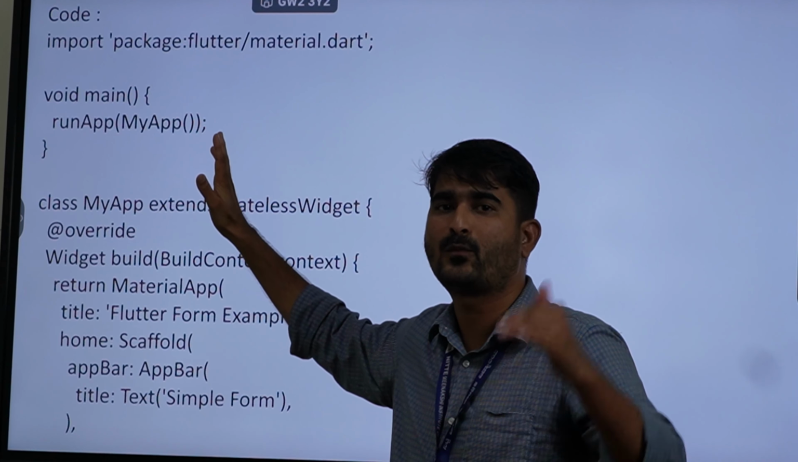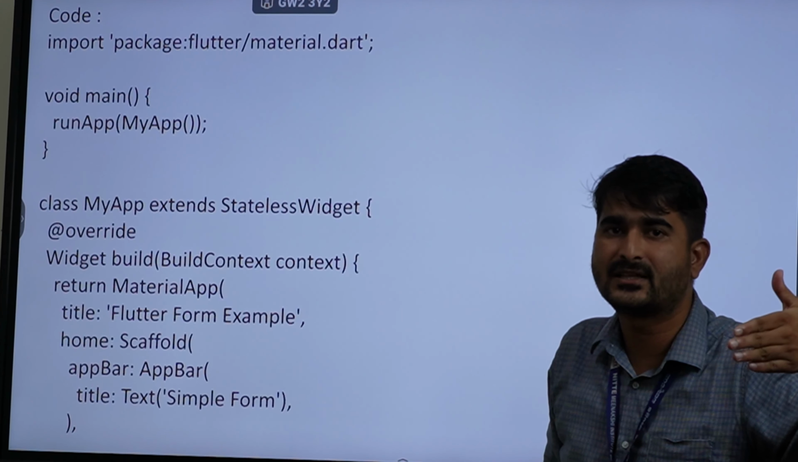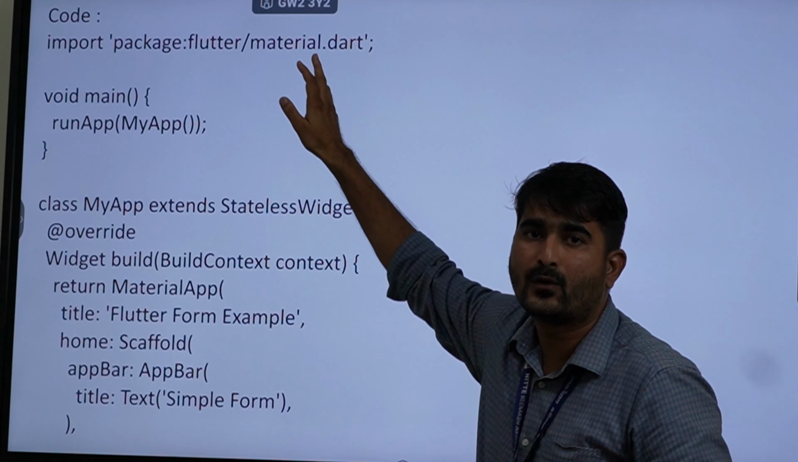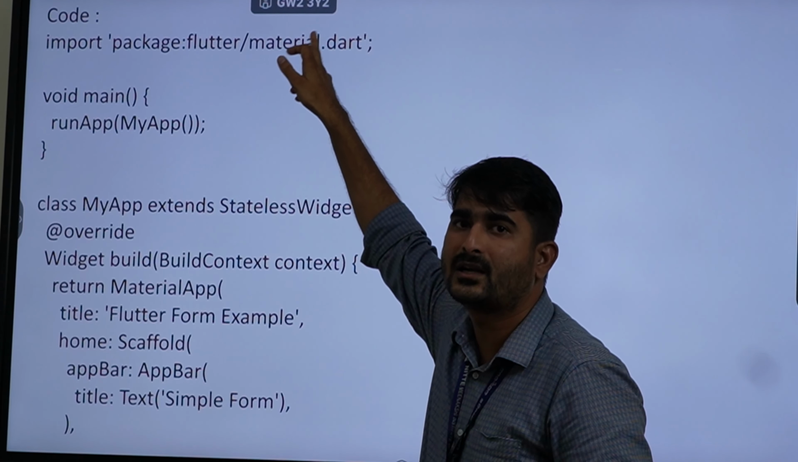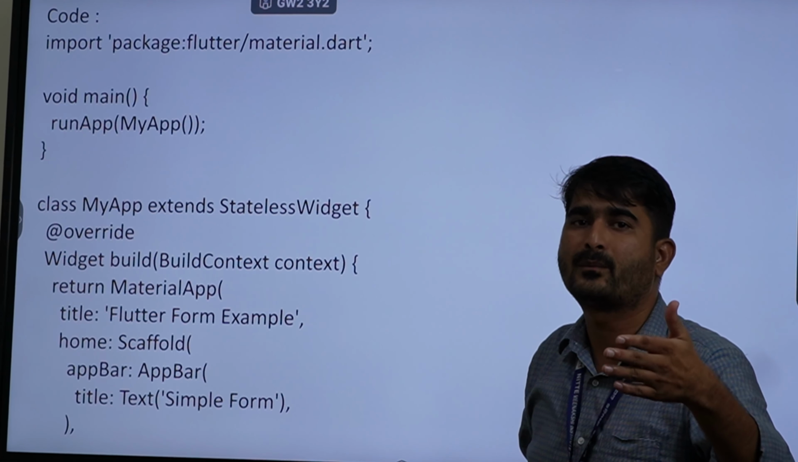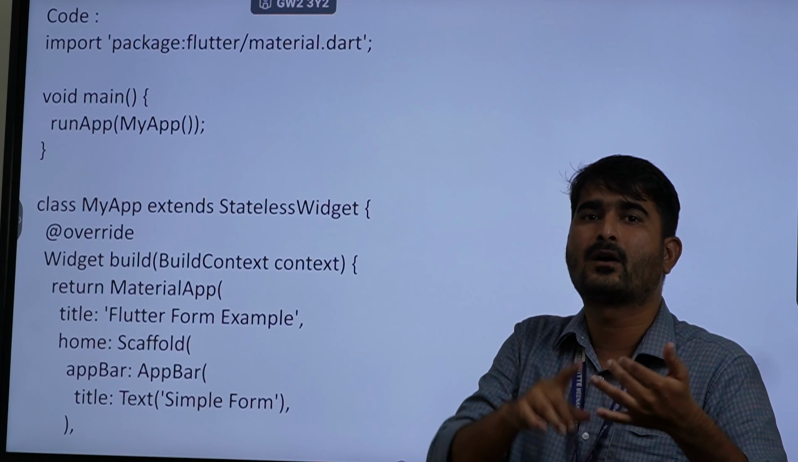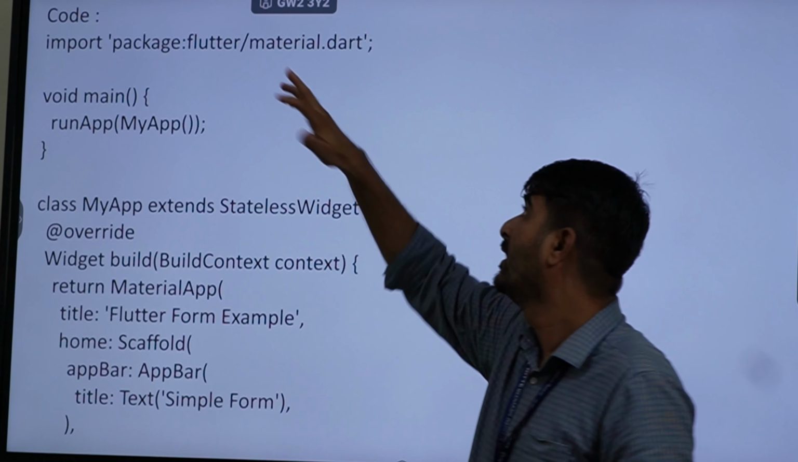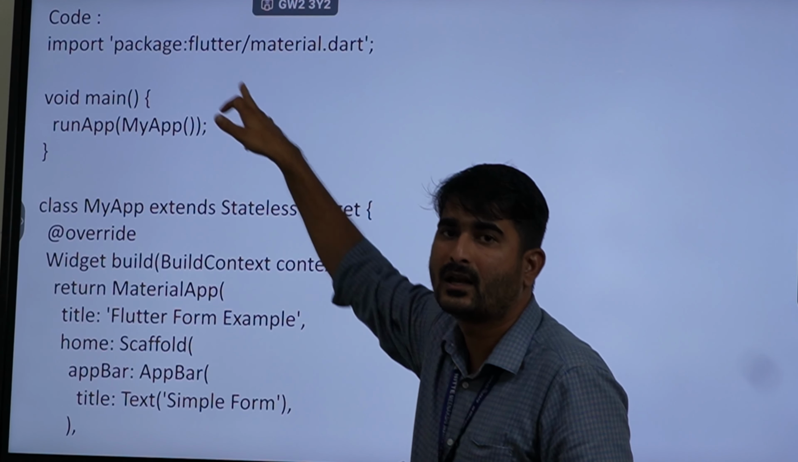As I told in step 1, we have to import the library, right? The library is called material.dart. This library will be imported. If I don't import this material.dart, I cannot create any Google form, because Scaffold will be there, MaterialApp will be there, as well as the app bar will be there. Many widgets depend on material.dart. It is the main library.